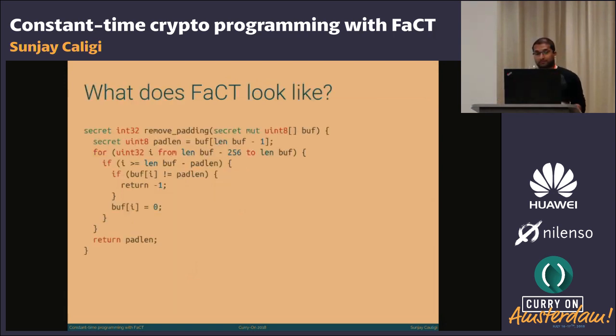So what does FaCT look like? Well, it looks pretty much like C. You may notice off the bat we have explicit labels. So if anything is secret, the return value in this case is secret, the inputs are secret. We have a secret temp variable. We also have some things like explicit mutability. Unless otherwise stated, something is immutable. But for the most part, the rest of it looks fairly C-like.